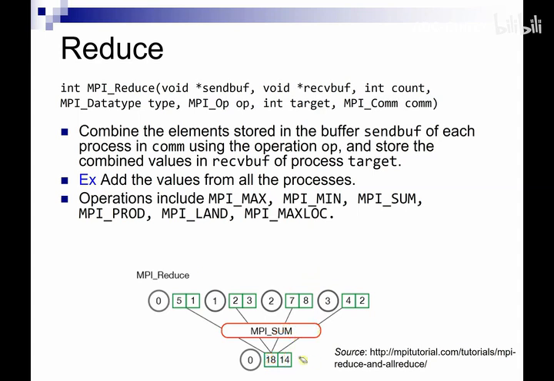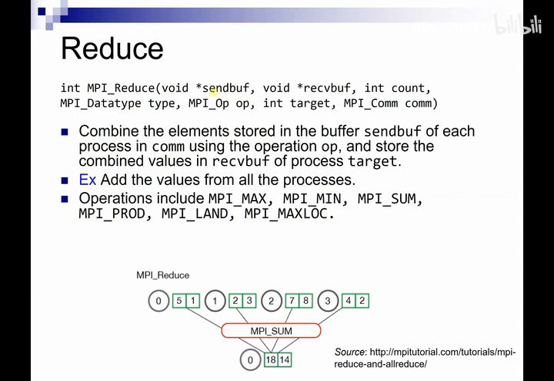So that is the reduce operation. We're going to take values from all of the other processes and then combine them. And if the other processes have a vector of values, then we're also going to produce a vector of values. Okay, so the signature for this function is basically, yeah.